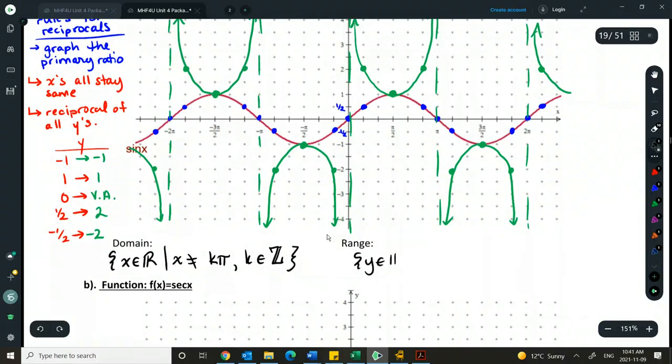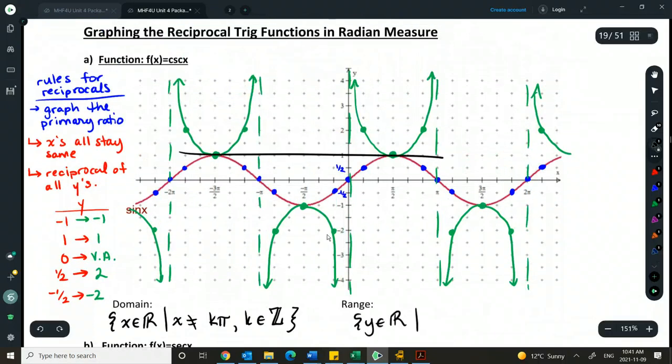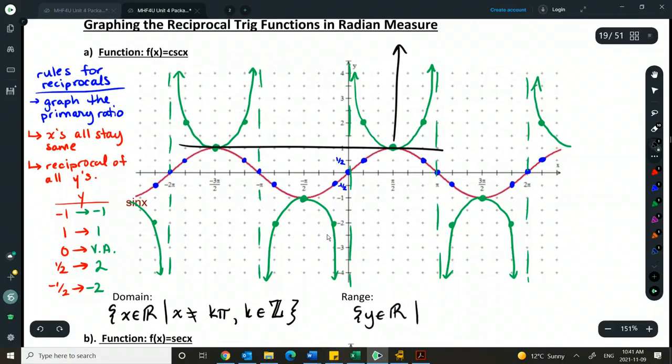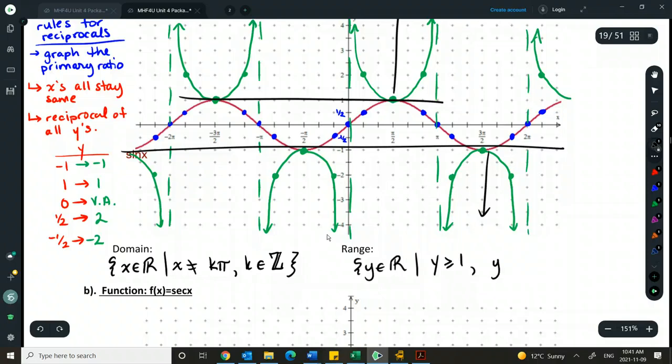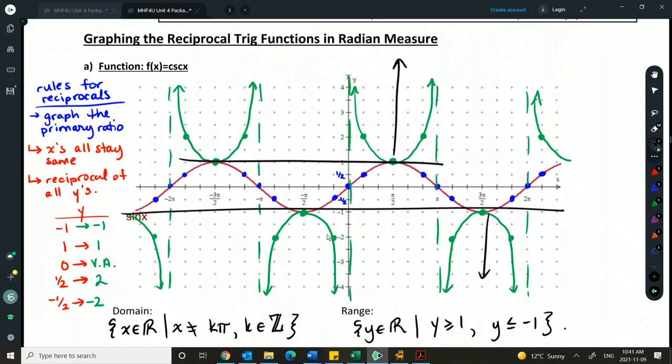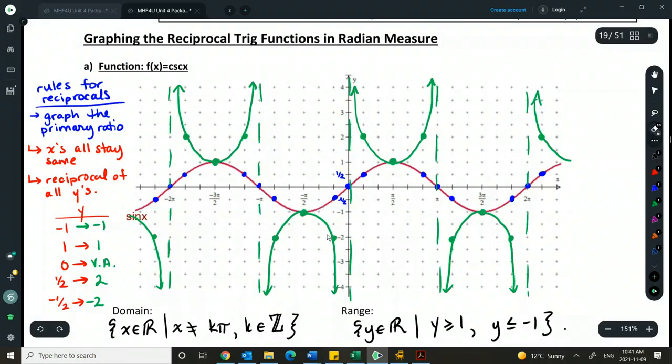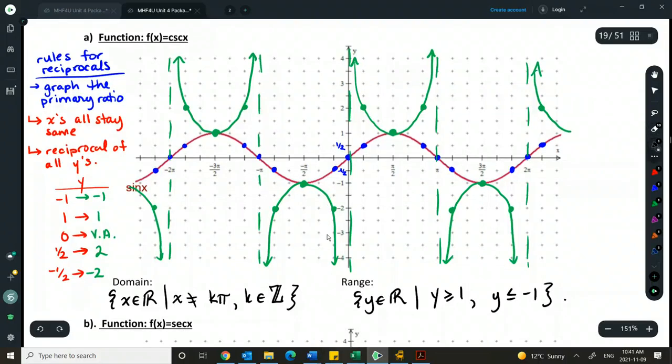So I'm going to say range will be all numbers, except we want to exclude from negative 1 to 1. So I can say from 1 and above, so where y is greater than or equal to 1, and negative 1 and below, so where y is less than or equal to negative 1. Okay, so I'm just excluding the values in between negative 1 and 1. It's the reverse of what sine is.